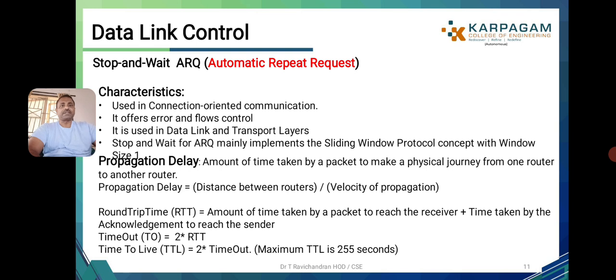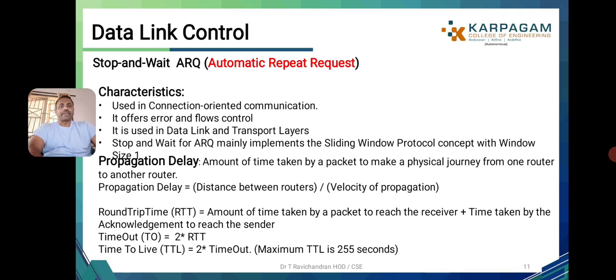The stop and wait ARQ, the stop and wait automatic repeat request. The characteristics are used for connection oriented communication. It offers error and flow control. It is used at the data link and transport layer. Stop and wait ARQ is mainly implemented on the sliding window protocol concept with a window size of 1.